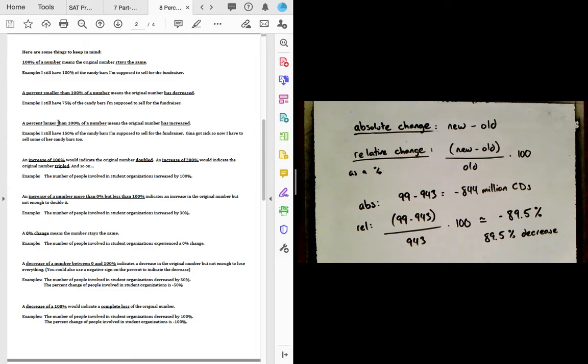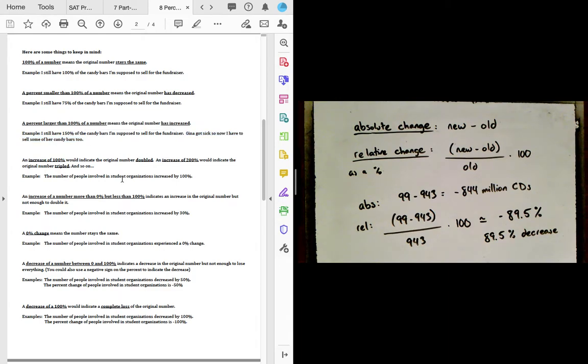A percent of a number that's larger than 100 means that the original value has increased. So if I have 150% of the candy bars I'm supposed to sell for the fundraiser, it means that I started out with, I don't know, 20 candy bars, and now I have even more than that. I got 20 plus half of that. I got 30 now. And so this one explains that. Gina got sick, so now I have to sell some of her candy bars too.